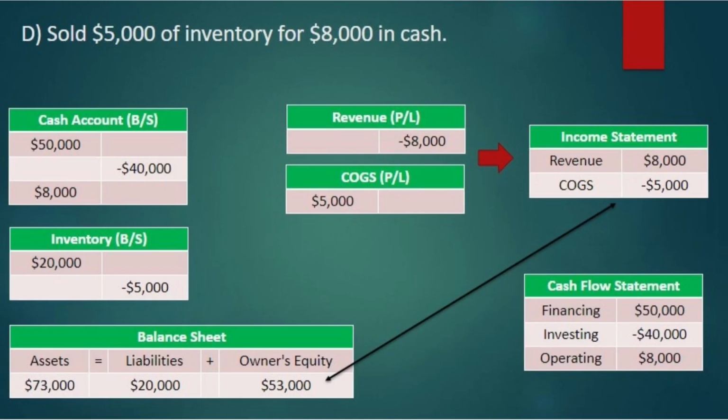We sell part of the inventory, worth $5,000, for a sale price of $8,000, in cash. We debit $8,000 in our cash account against revenue. We also decrease our inventory by $5,000 against cost of goods sold. The difference between revenue and cost is our profit, which will impact our equity. We include $8,000 in our cash flow statement, operating section.